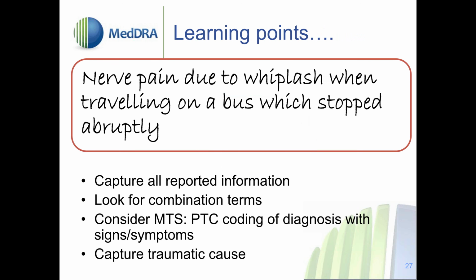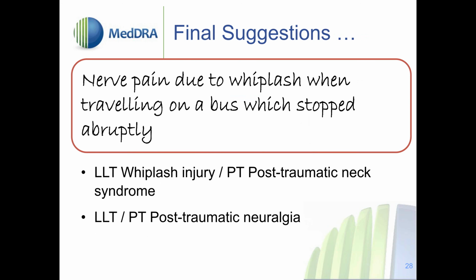So the learning points here is that we do need to capture all the reported information. Look for combination terms if you can. Consider the points to consider, as I always do. And I'm thinking, well, do I need to capture both parts? Yes, in this case, you do. The points to consider tells you, although with signs and symptoms, the preferred approach is just to code the diagnosis. When you have a chain of events, it's important to capture everything in that chain. And particularly here with the nerve pain, it's possible to capture the traumatic cause. So that's what I would do on those two. Final suggestions, as we saw, was the LLT of whiplash injury and the LLT of post-traumatic neuralgia.